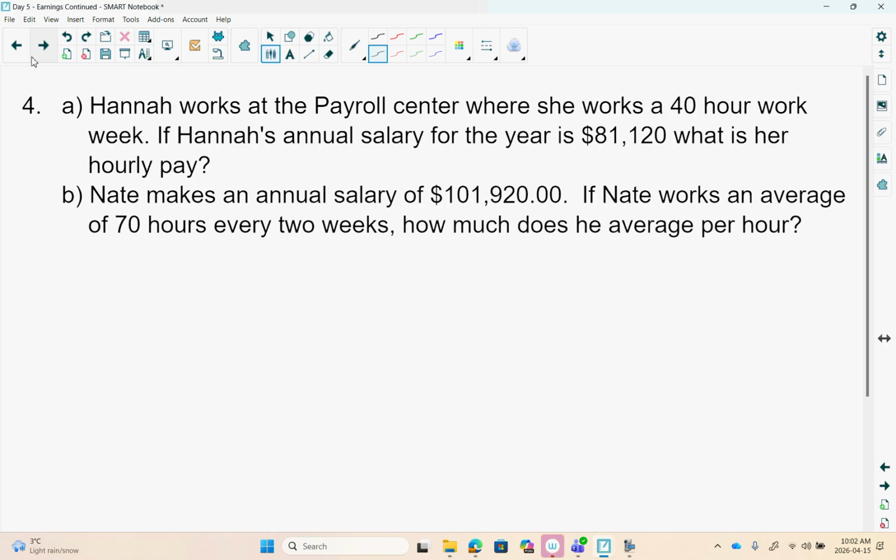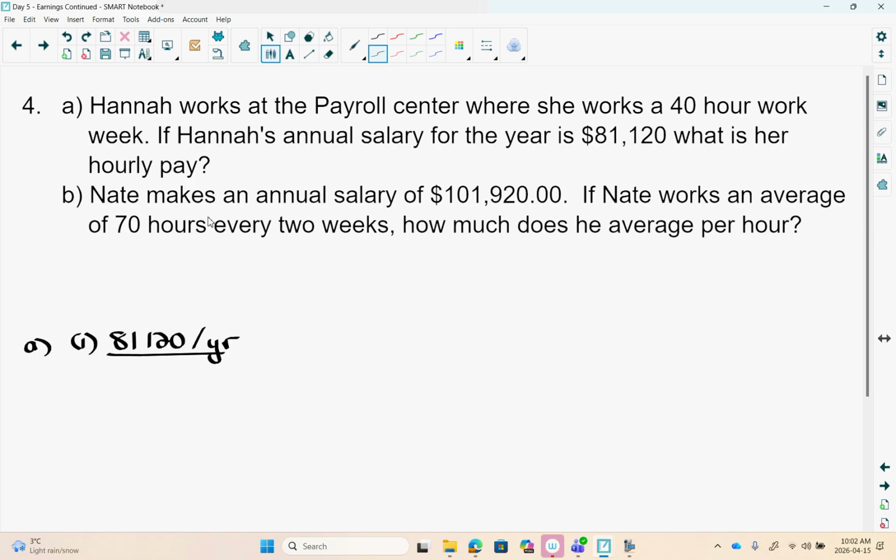Hannah works at the payroll center where she works a 40-hour work week. If Hannah's annual salary for the year is $81,120, what is her hourly pay? Okay. How would you do part A? What am I going to do with Hannah's annual pay? That's what she gets paid for a year. I want to turn it into a weekly pay. And then I can go to hourly pay.